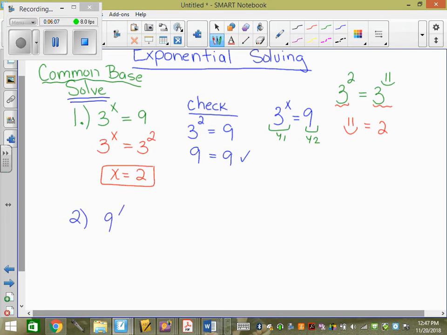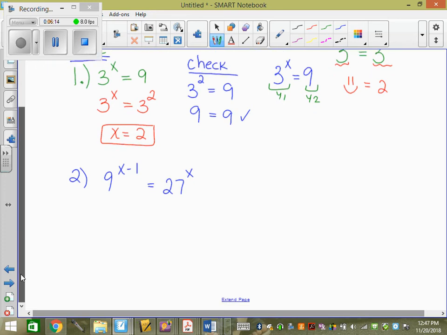Question 2: 9 to the x minus 1 equals 27 to the x. So for all these cases, we're doing common base. So we somehow have to get a common base. And remember, we always go to the smaller one. So what's common to these two? Remember, you always have to make them a base. So a base means that number to an exponent.